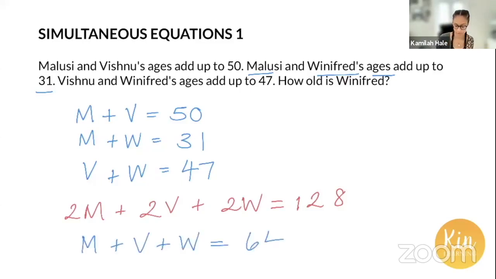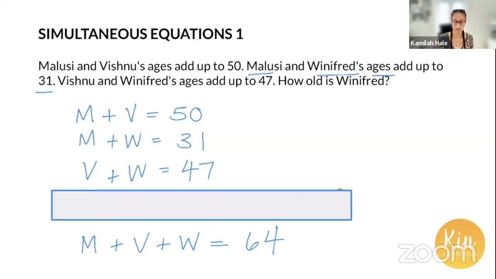Okay, so I want m plus v plus w, and that will equal 64. Okay, so if we add up each of their ages, we get 64. Now that's going to be very helpful. Good, it is indeed 64. So we can basically ignore that middle equation now. We don't need it. I'm going to cover it up so it doesn't confuse us.